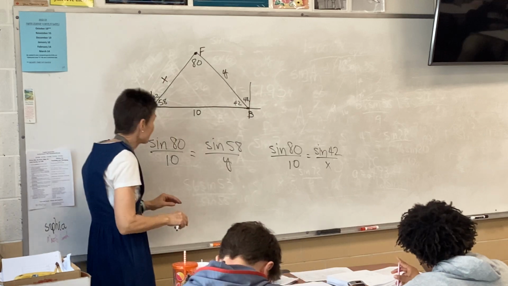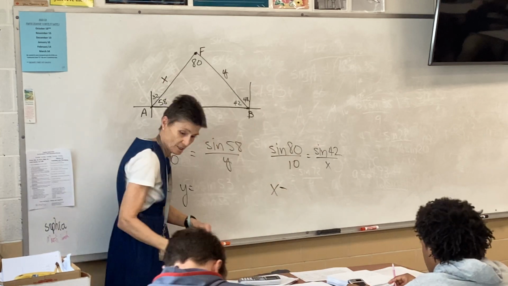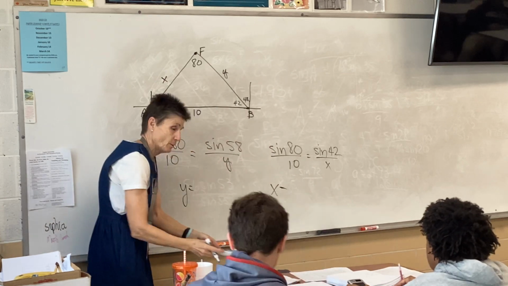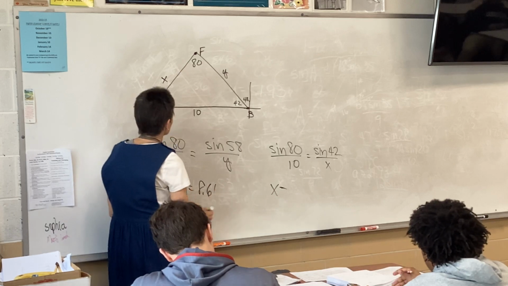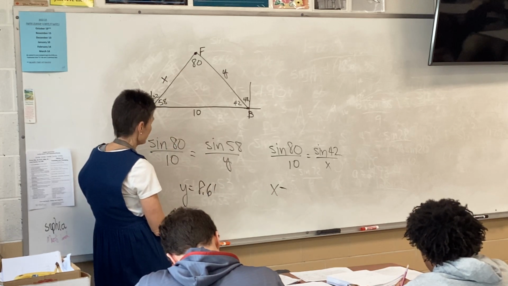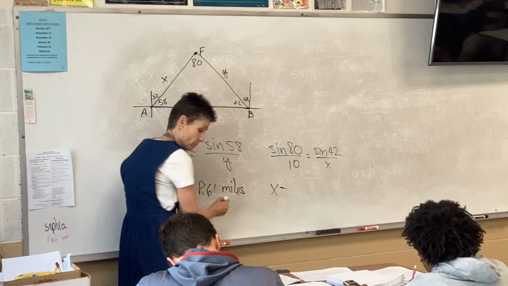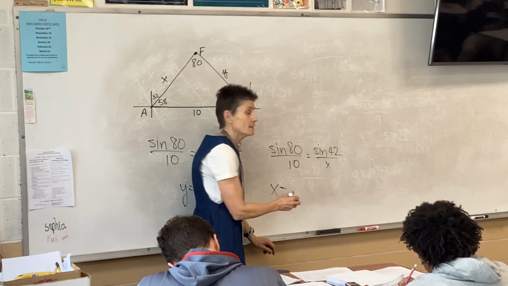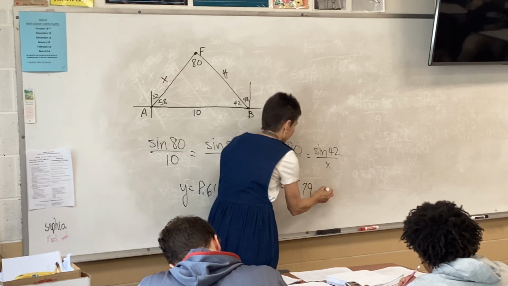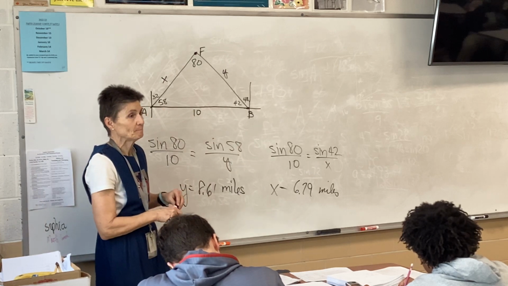Thank you, Peter. And what did we get? I have not solved this yet. What did you get? 8.61. What's the unit? Oh, miles, okay. And then what was the other one? 6.7. Are we in agreement, everybody?